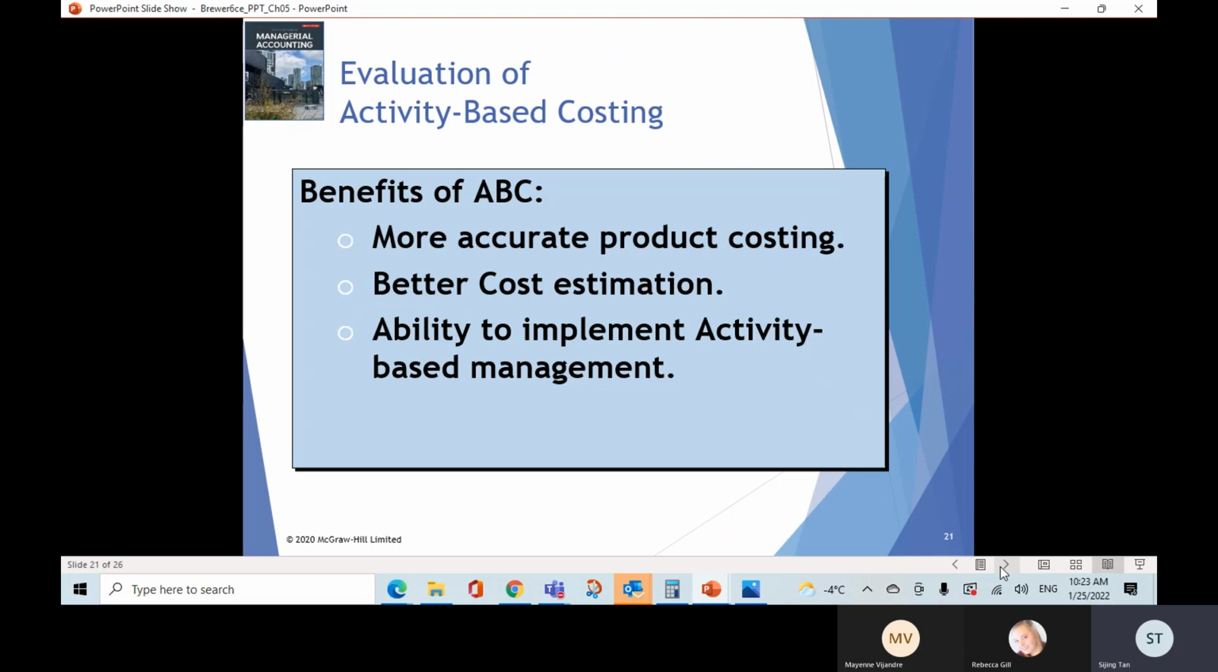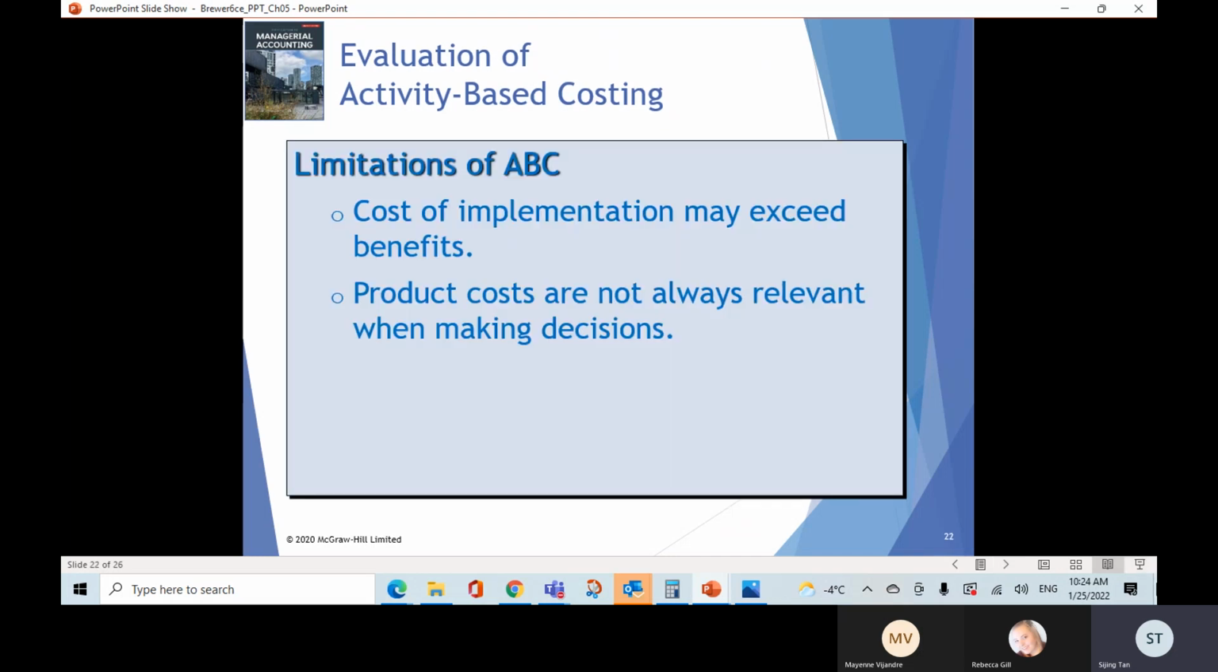ABC highlights the activities that could benefit most from improvement efforts, resulting in greater efficiencies or lower costs. This is the most widely cited benefit of the ABC system by managers. When used in this manner, it is often called activity-based management. Okay, so that's what we're talking about, the ABC management.